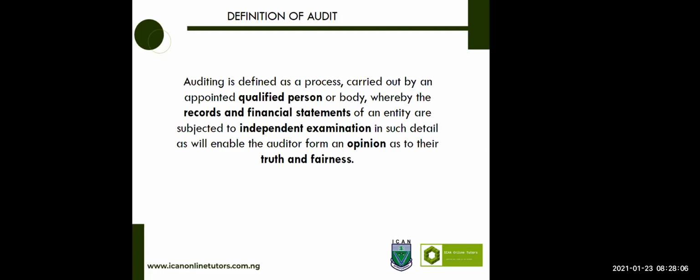So before an auditor can form an opinion, he would have done an independent examination of the records and the financial statements. And of course, the auditor has to be a qualified person, not just a qualified person, he has to be appointed. He has to be appointed as the auditor of that company by the directors. Okay, so let's move on. We'll be explaining this.